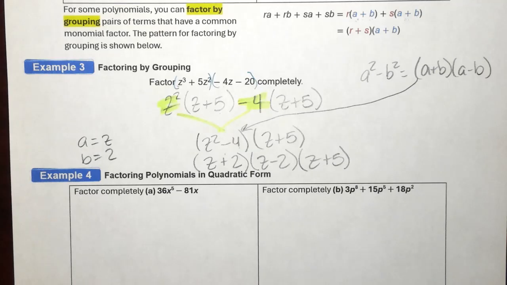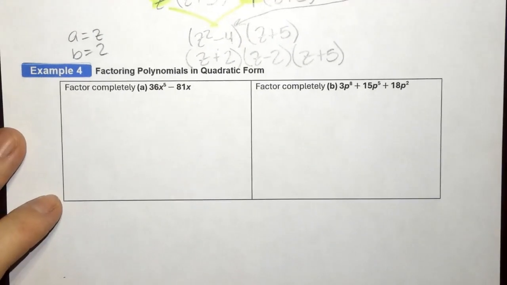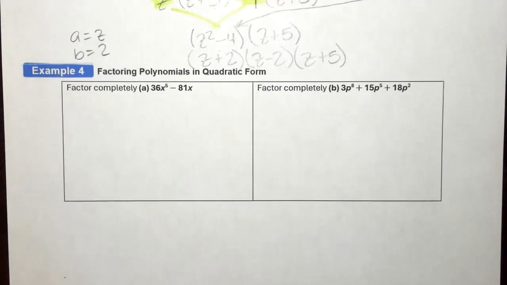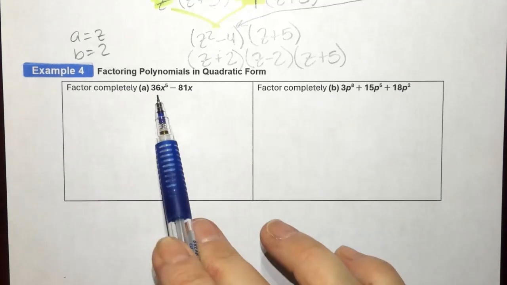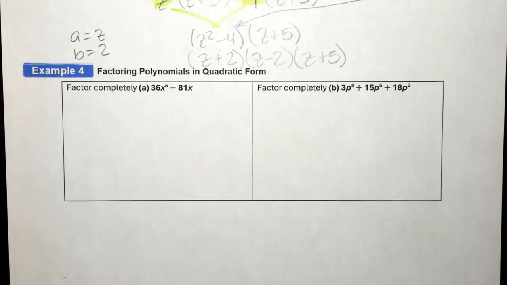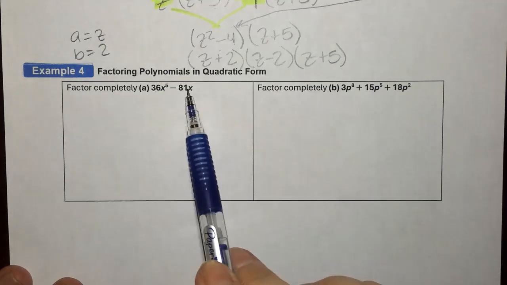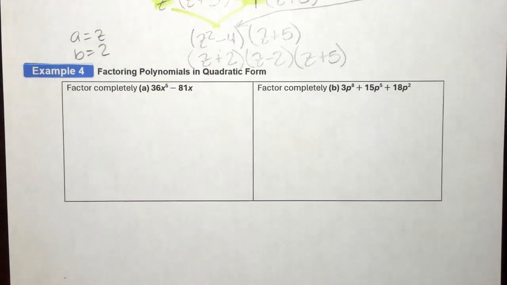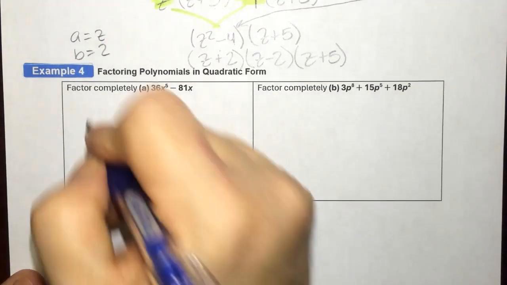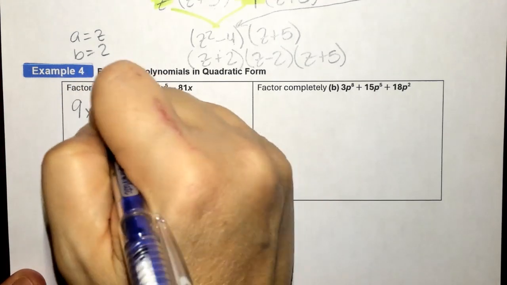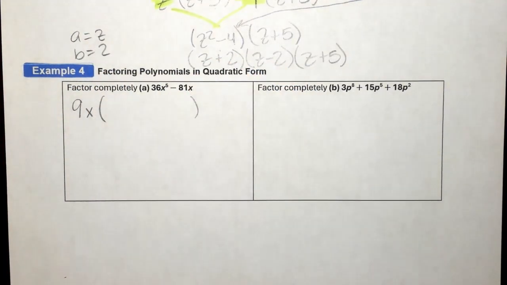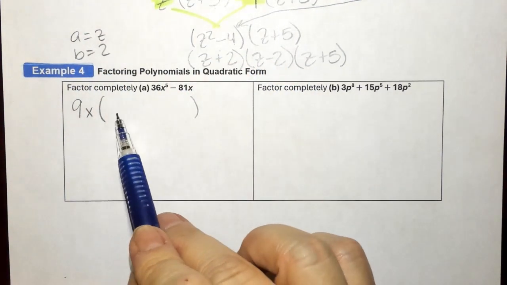All right, one more type to look at. When they're in quadratic form. All right, so first question we ask ourselves is, do they have something in common? You're going to ask yourself that every time. Well, I know they have an x in common. Does the number 36 and 81 have a same factor in common? If you said 9, you are correct. So we're going to factor out a 9x. So when we factor that out, what is left?